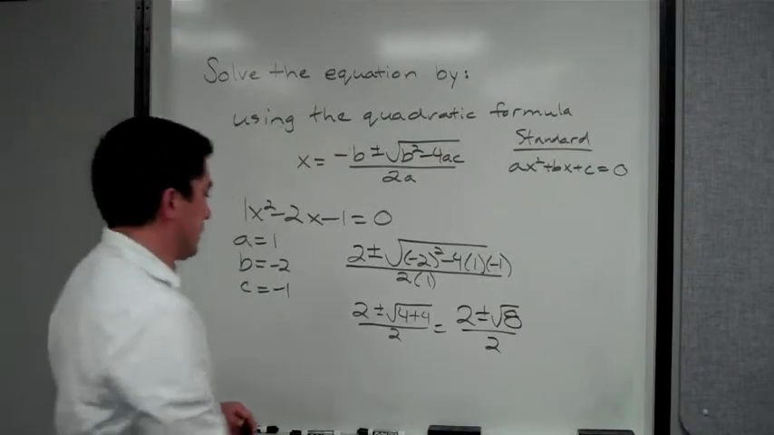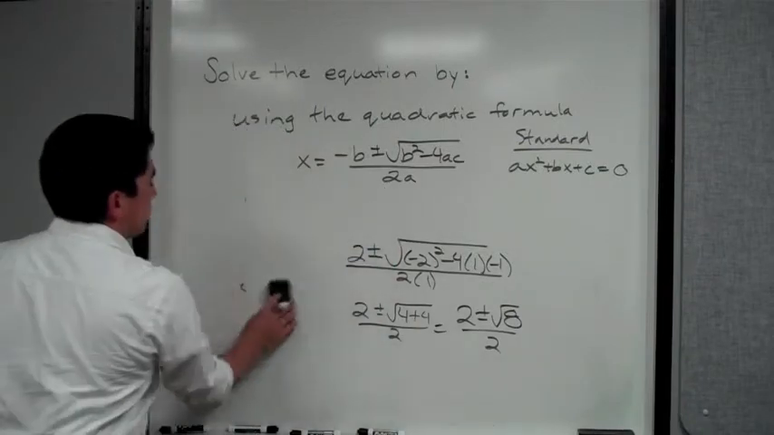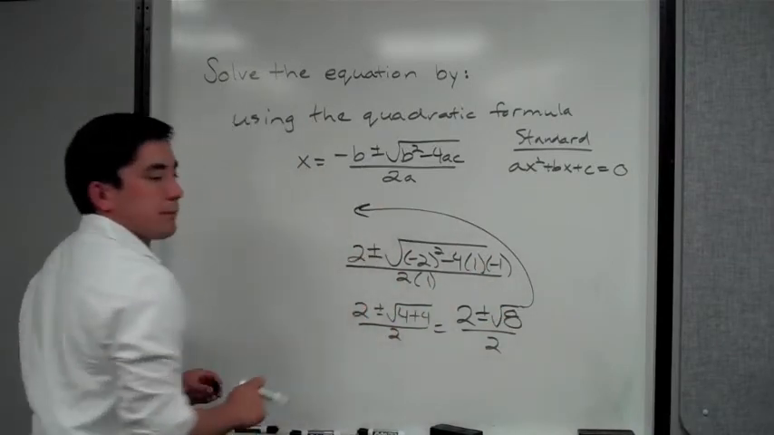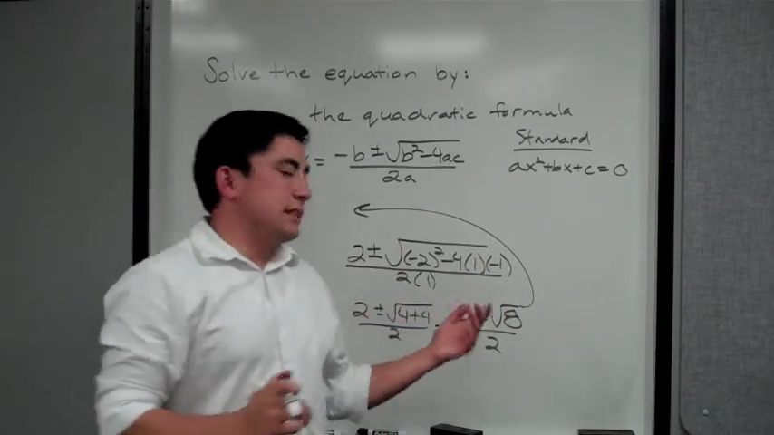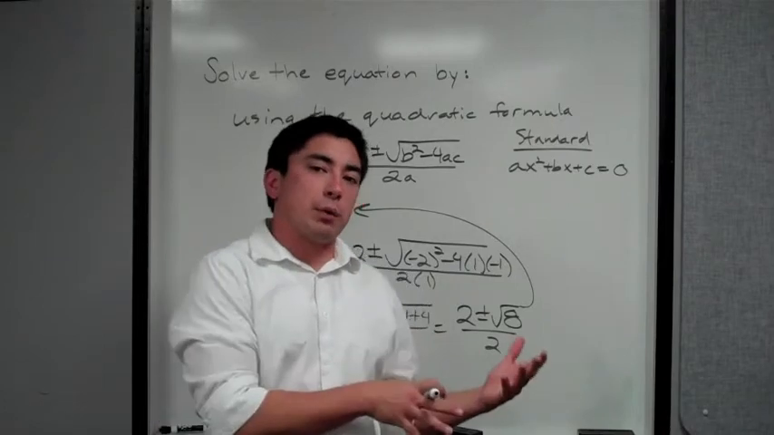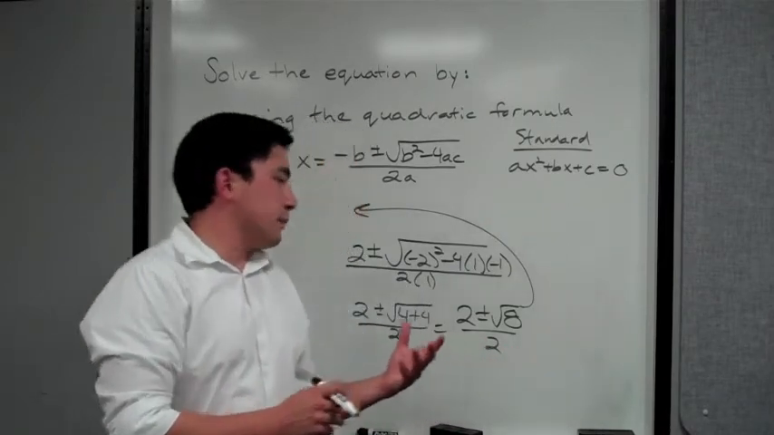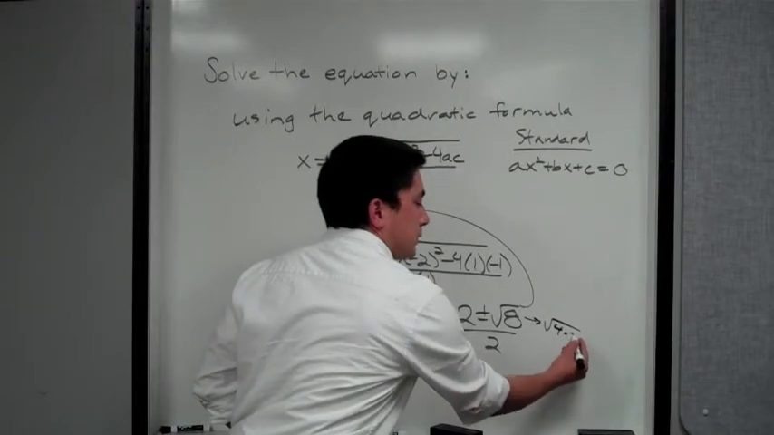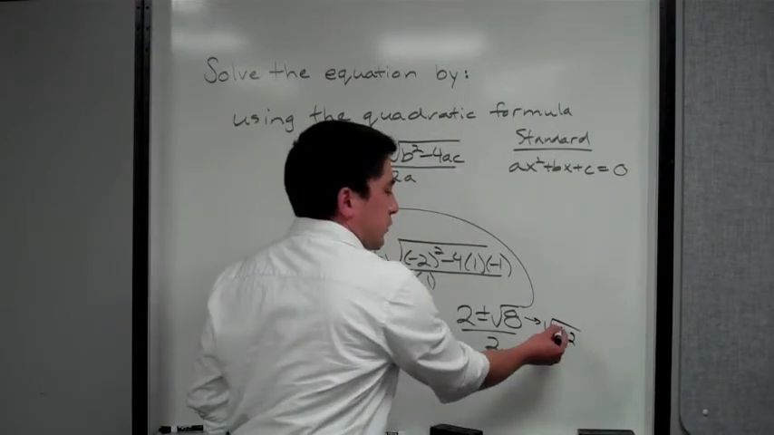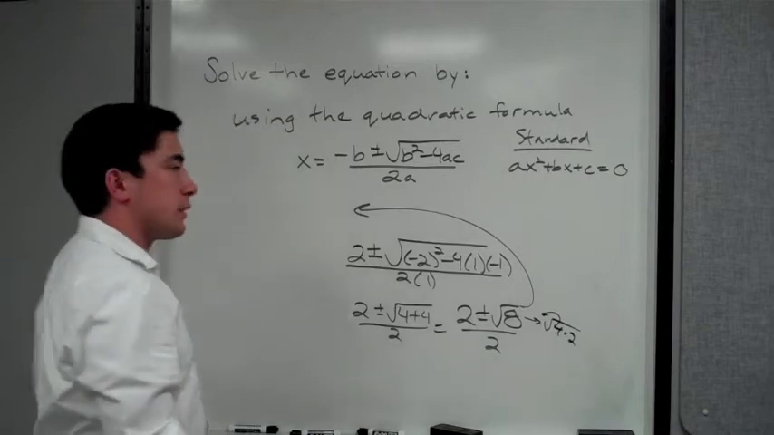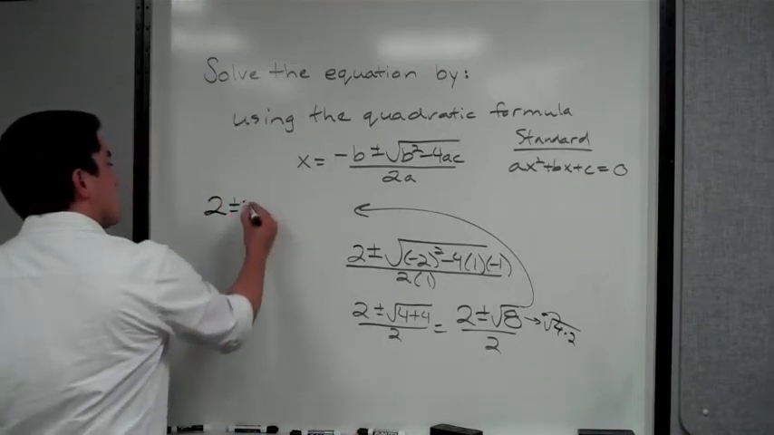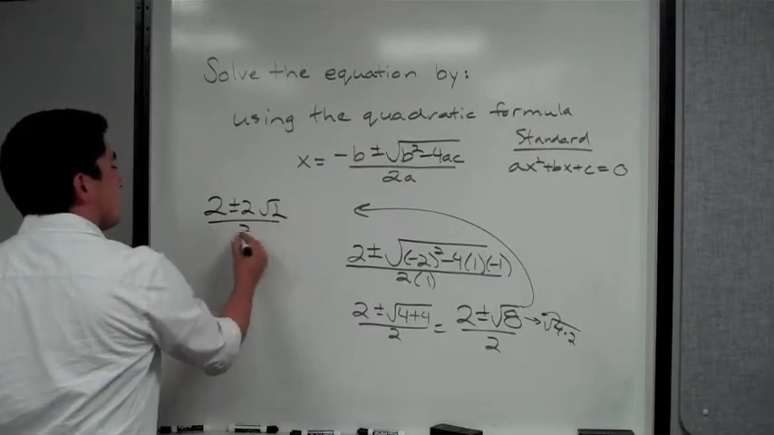I'm running out of room here, so I'm going to have to erase this over here. Sorry about that. But now, 8 is not a perfect square, but we can actually break that down to simplify this. Because remember, 8 is the same thing as the square root of 4 times 2, in which you can actually take the square root of 4 and bring it out to the front. So now we have 2 plus or minus 2 root 2 over 2.